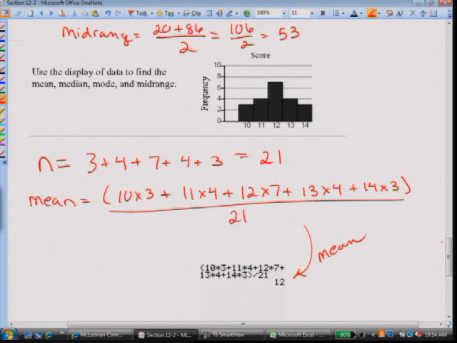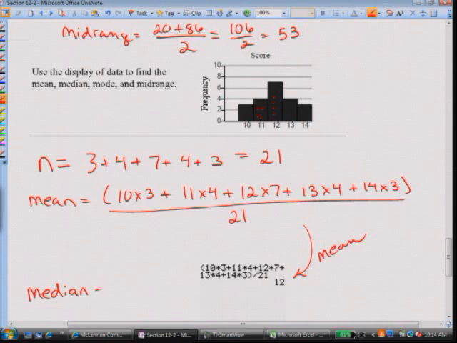10 takes up the first 3, then 11 takes up 4, 5, 6, 7, and then 12 is 8, 9, 10, 11, and you can stop because 12 is in the 11th spot. So the median is 12. The 12 is in the 11th spot. So the median is 12.